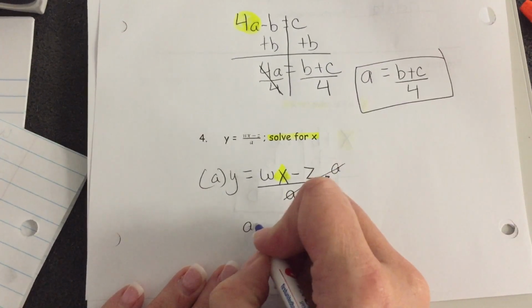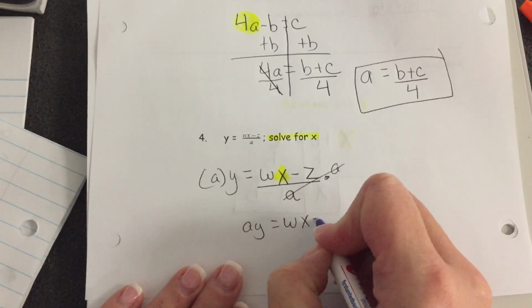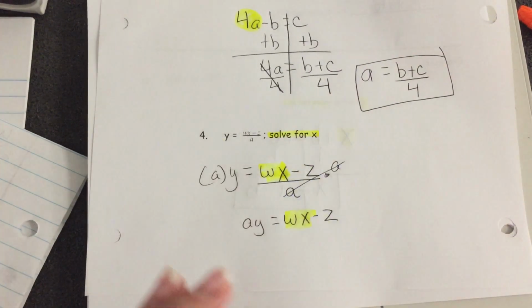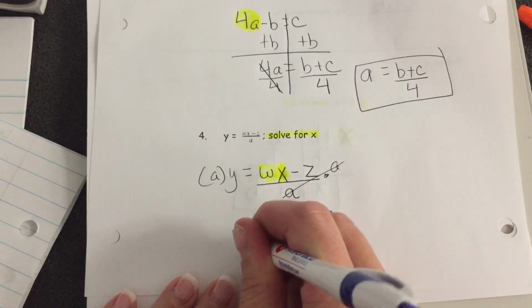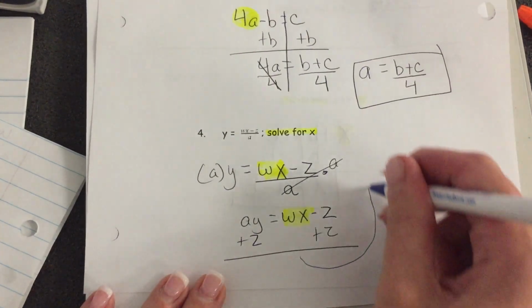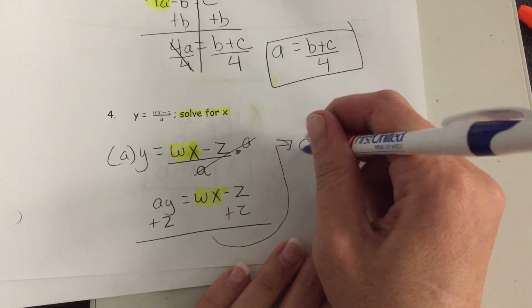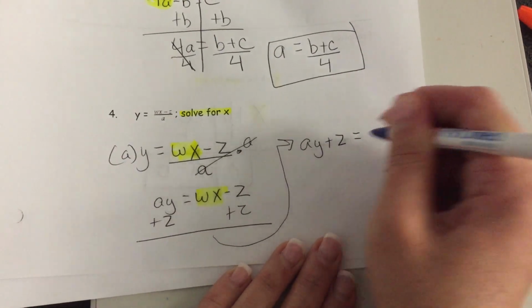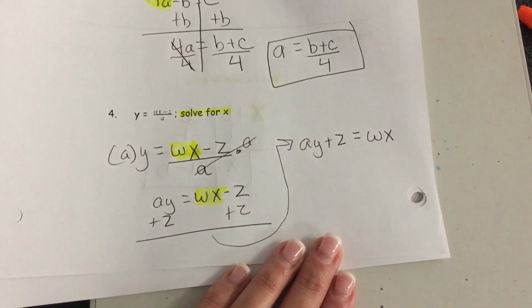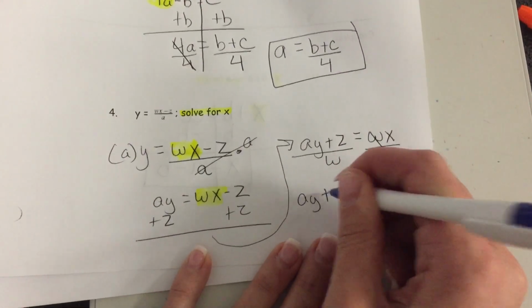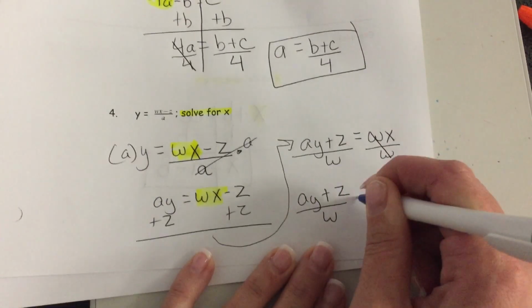So now we have ay equals wx minus z. Now remember, we still have to get x by itself. Sorry, I should have highlighted that w. Now what do we do? Add z. Okay, and I'm actually going to go over here now. So now I have ay plus z equals wx. Now what do we do? Exactly. Divide by w. So ay plus z over w equals x.